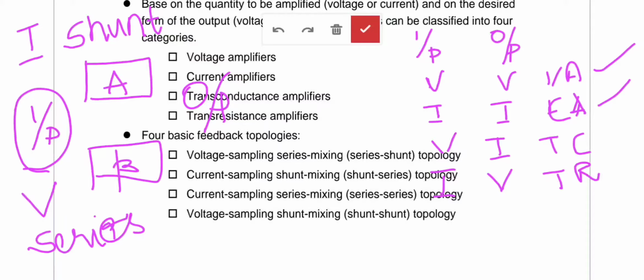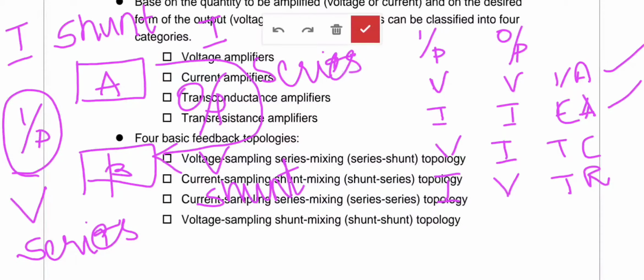In the case of output, the output will be sampled and connected back to the feedback. So the output will be sampling. If it is a voltage, then the sampling is known as shunt sampling. The connection will be parallel connection. If the output is a voltage parameter, then the sampling happening will be a shunt connection or a parallel connection. If the output is a current, then the sampling is known as series sampling.